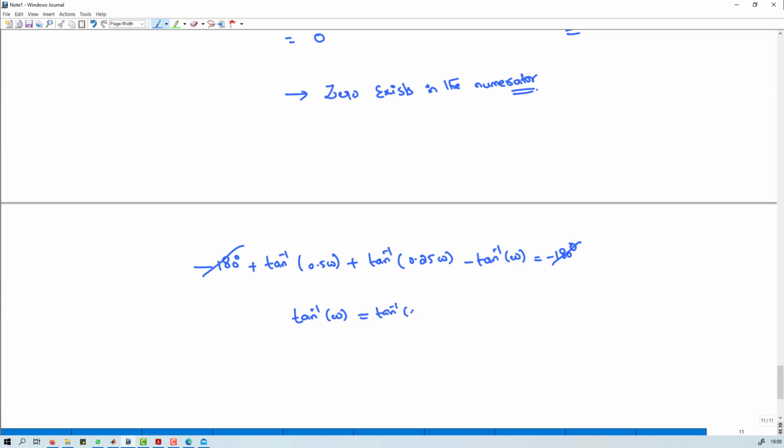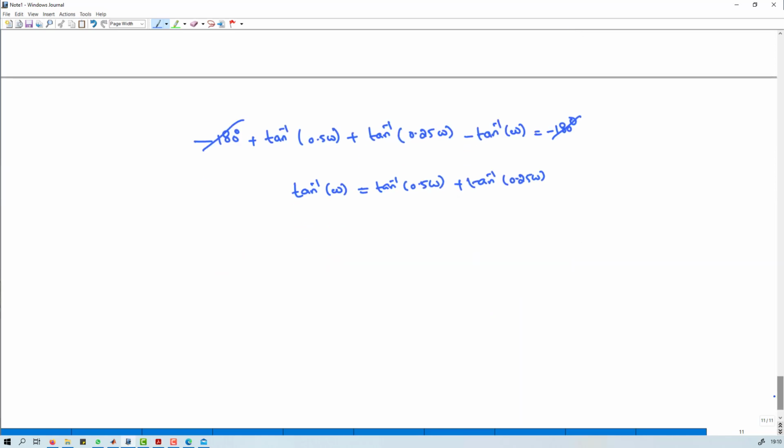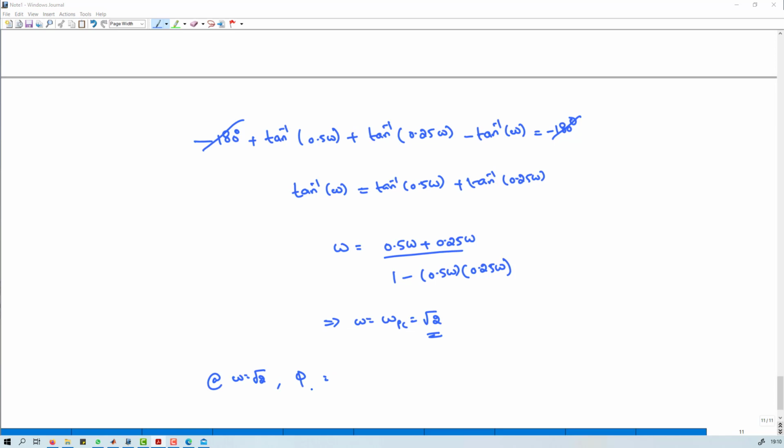It is also in the same form whatever we have discussed earlier. Tan inverse of A plus tan inverse of B, applying tan on both sides, it will be A plus B by 1 minus AB. So omega is equal to 0.5 omega plus 0.25 omega divided by 1 minus 0.5 omega into 0.25 omega. So if you substitute, you will finally get the phase crossover frequency as root 2. So by substituting the root 2 value again, how much phase there is and what its magnitude is, all that information one can easily obtain.